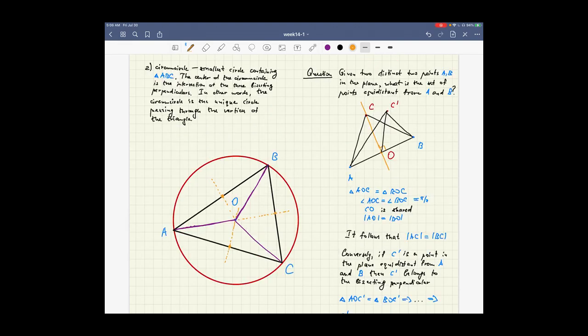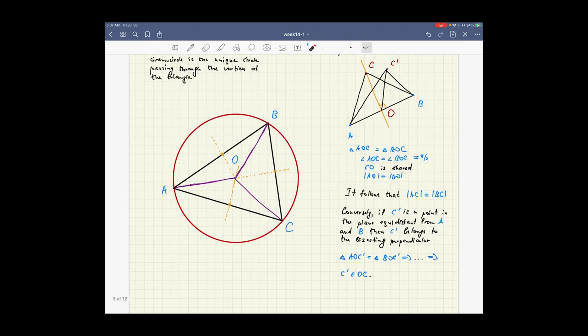Again, be sure to explain that the converse of this statement is true, namely that if C prime is a point in the plane equidistant from A and B, it necessarily lies on the line that is the perpendicular bisector of the segment AB. It's very, very easy. All you need to do is show that this angle and this angle are both pi over 2, 90 degrees.